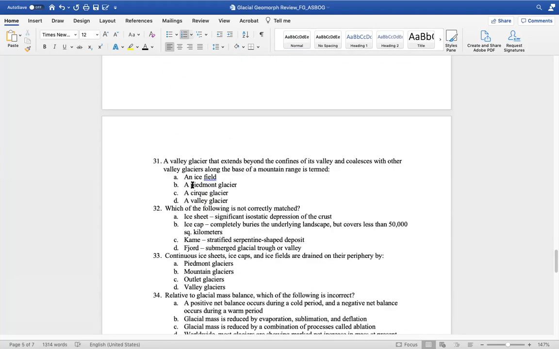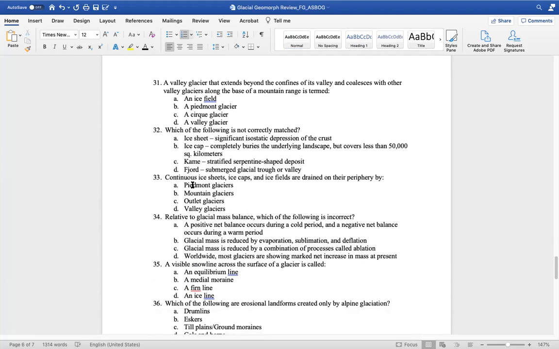All right, 10 more to go. A valley glacier that extends beyond the confines of its valley and coalesces with other valley glaciers along the base of a mountain range is termed what? It's not going to be called a valley glacier. That's literally in the question. And it's a type of glacier, so it's not an ice field. We talked about cirque glaciers and how those take up space in that depression. So our only viable option here is a Piedmont glacier, which is the correct answer.